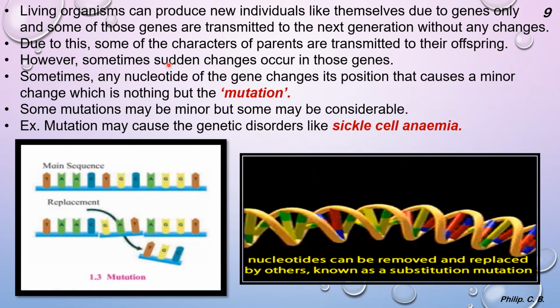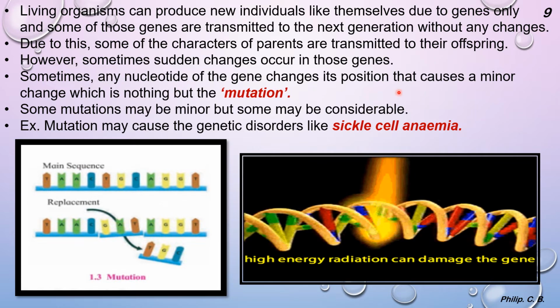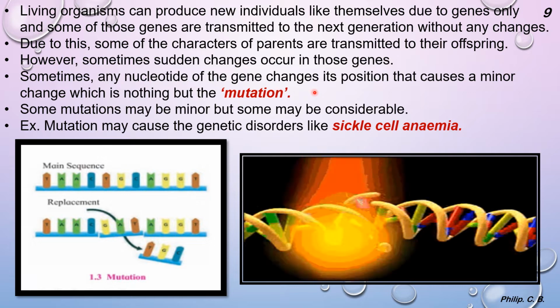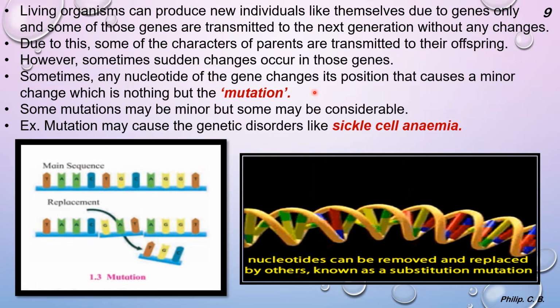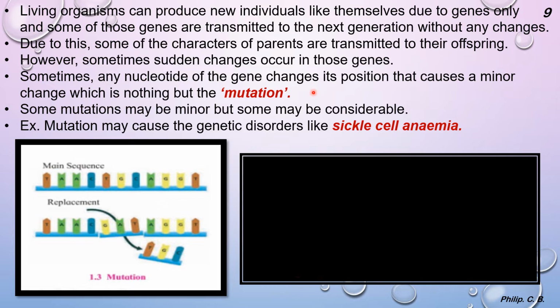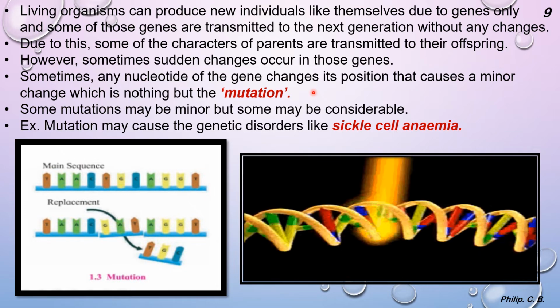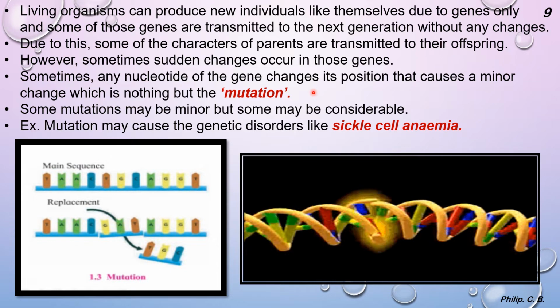However, sometimes sudden changes occur in these genes. Sometimes any of the nucleotides of a gene changes its position, that causes a minor change which is nothing but mutation. Now, students, sometimes there may be small changes. Their reasons can be many. It can be radiation, it can be chemical, it can be environmental. There can be many reasons because of which there may be mutation. What is mutation? Sudden change, right?